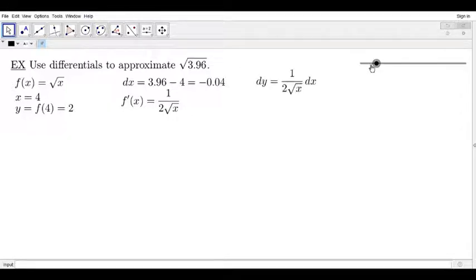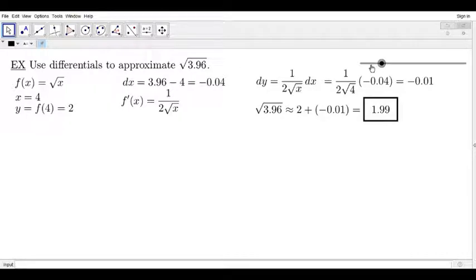dy is equal to f prime of x times dx. So therefore dy is 1 over 2 square root of x, the derivative, multiplied by dx. x is 4 and dx is negative 0.04. The resulting dy value is therefore negative 0.01. Now this is an approximation to how much the y-coordinate will change from its original value of 2.